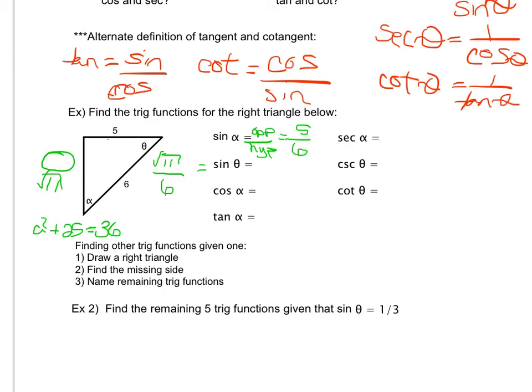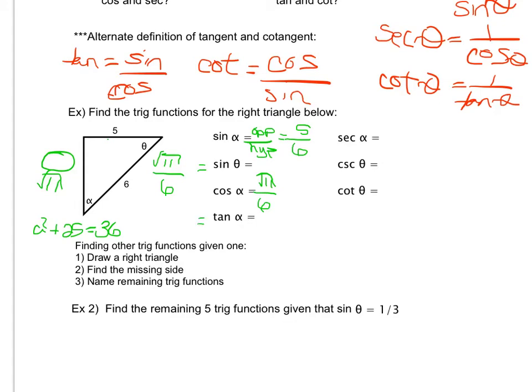If I proceed through the rest of them, I can see that cosine will be adjacent. Cosine of alpha will be adjacent over hypotenuse. So I'm at alpha, so the adjacent, or next to side, has to be square root of 11, because this has to remain my hypotenuse. So I'll have square root of 11 over 6 for cosine. And I'm going to alternate like I did on the other one and put this on the other side.